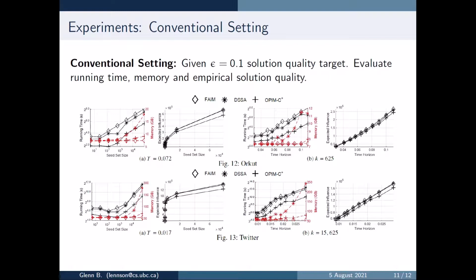OPIM-C is substantially faster than both FAME and DSSA, but this comes at the cost of degraded solution quality. The expected spread attained by OPIM-C's solution is noticeably lower than that of the other approaches. Once again, the memory used by FAME is not impacted by the number of influence samples needed or their size, and as such, its memory usage does not change when the seed set size or the time horizon is increased. This is in stark contrast with DSSA, which uses up to almost all of the available memory at the largest seed set size and time horizon.